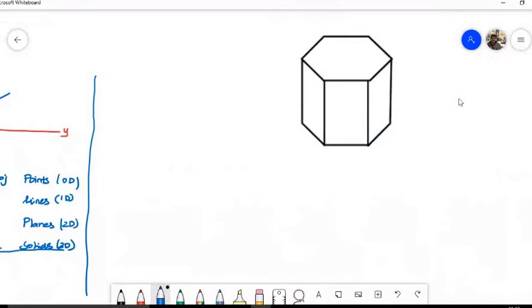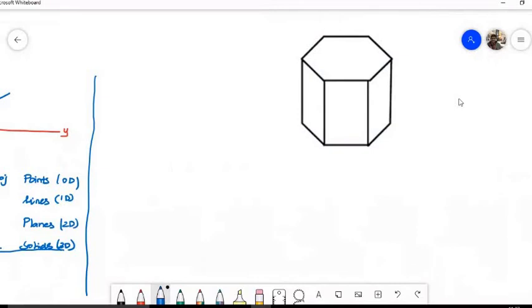Hexagonal dipyramid. Octahedral, sir. It's not a pyramid, it's called prism. Am I right? Yes, sir. Okay, prism.